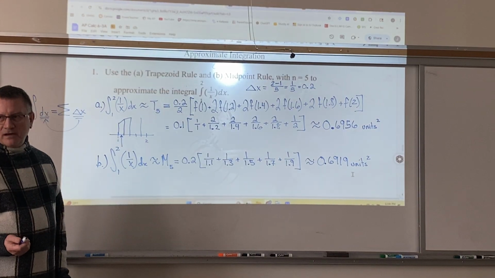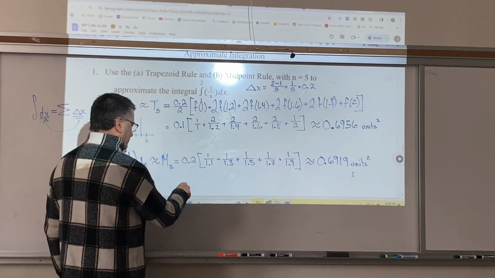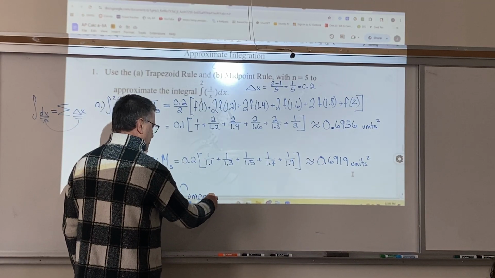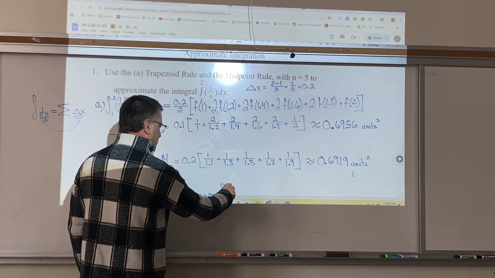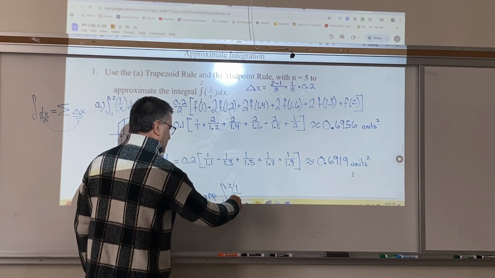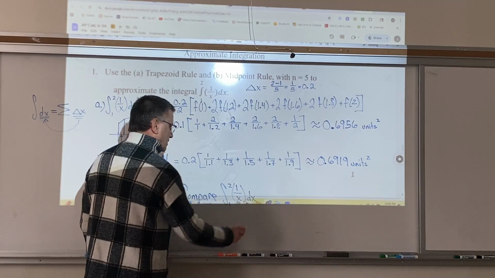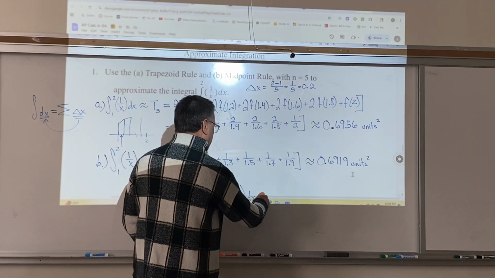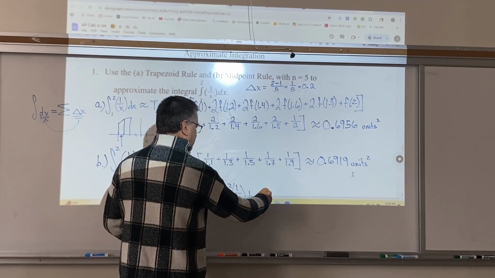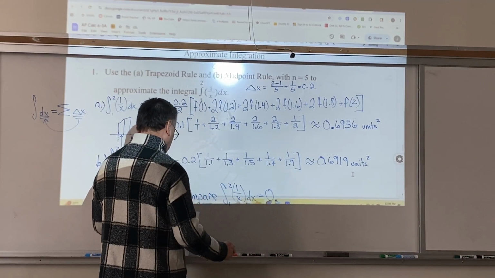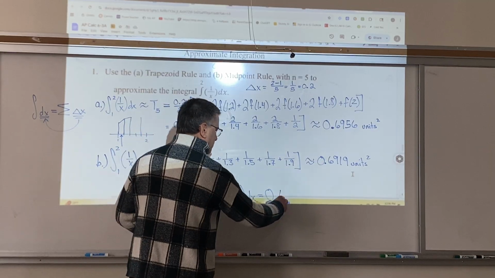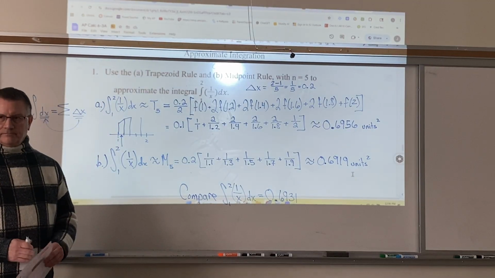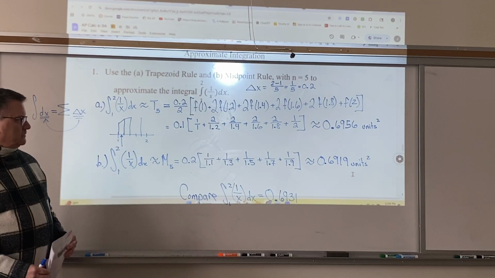Hey, just FYI, you don't know this yet, but the integral from 1 to 2 of 1/x dx will be very easy to find. You will be able to find this exactly pretty soon. And exactly is 0.693. That's what it really is. Hey, we got pretty close, right?